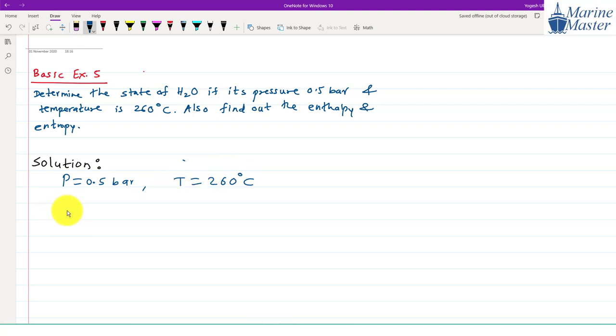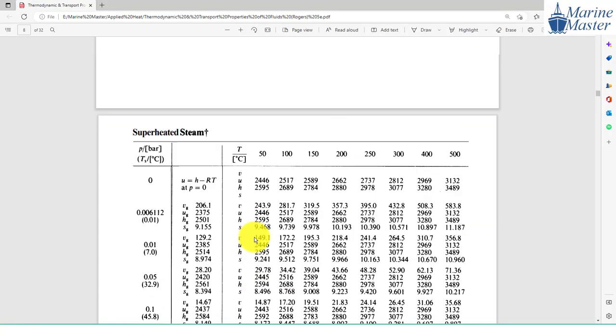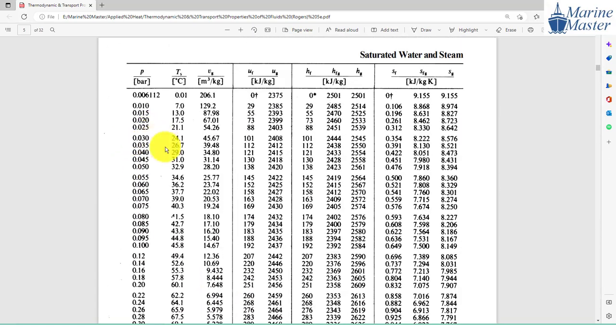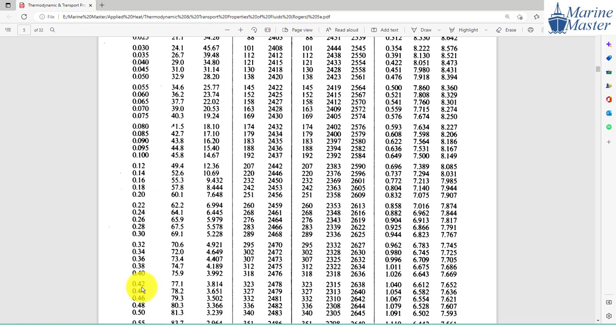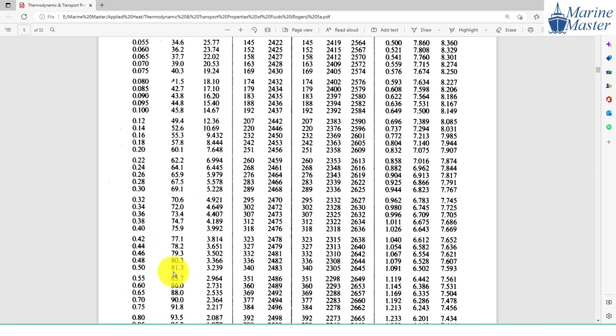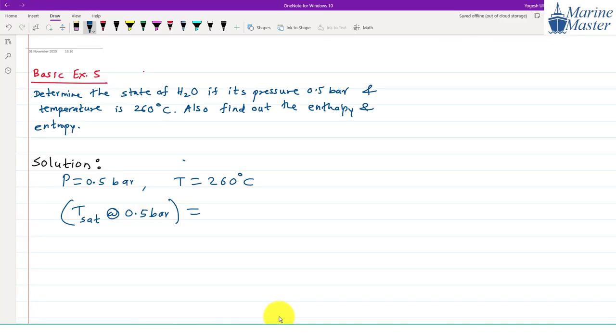So what we are going to do, we will go to the proper table and find out Tsat at 0.5 bar, the saturation temperature at 0.5 bar pressure. So we will go to 0.5 bar, everyone. See this one, second table, guys. Here we have 0.5 bar, and the corresponding saturation temperature is 81.3.